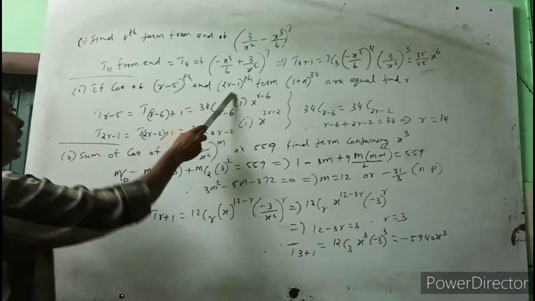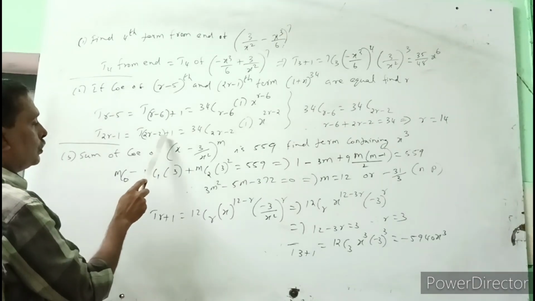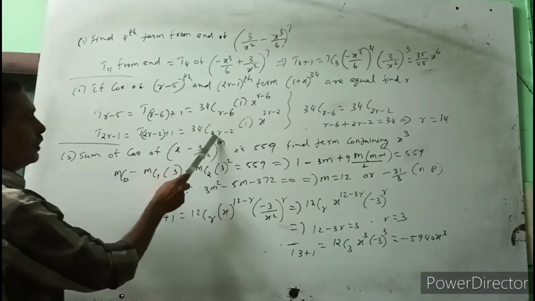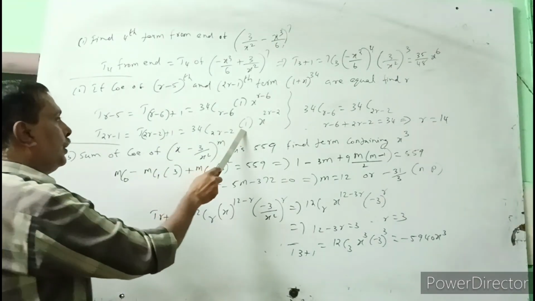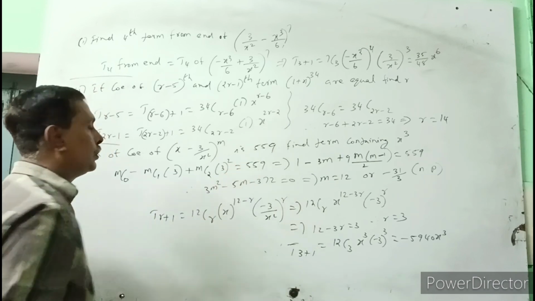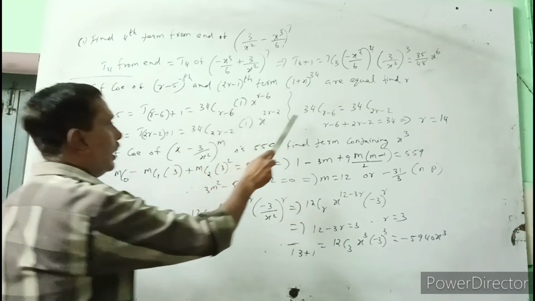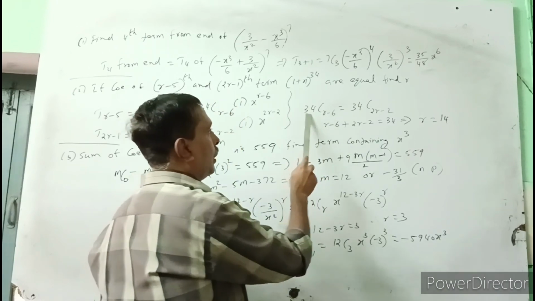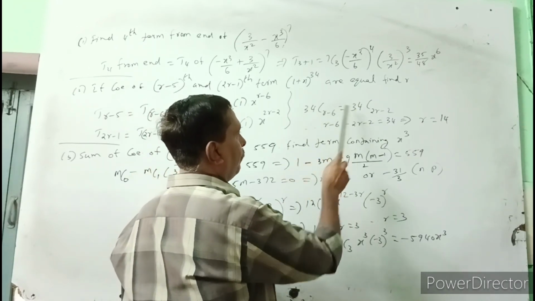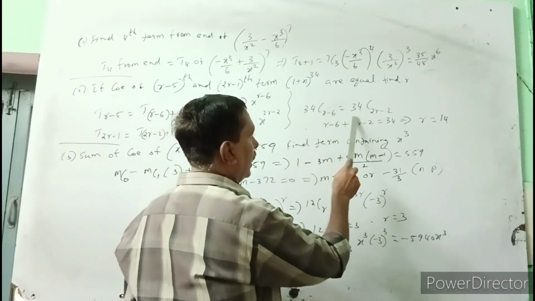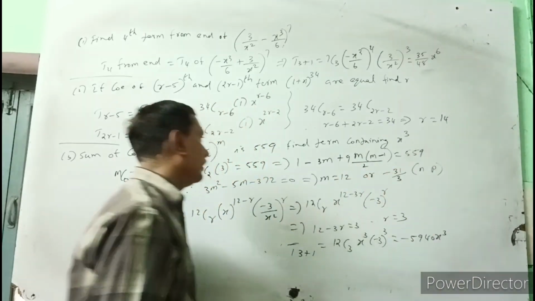Similarly, T(2r minus 1) is the same as T(2r minus 2 plus 1). That is 34 C (2r minus 2) into 1 into x raised to 2r minus 2. Here the coefficients are equal, meaning this one and this one are equal, and in permutations and combinations we studied that these two must sum to 34. So this sum must be 34, and r you will get as 14.